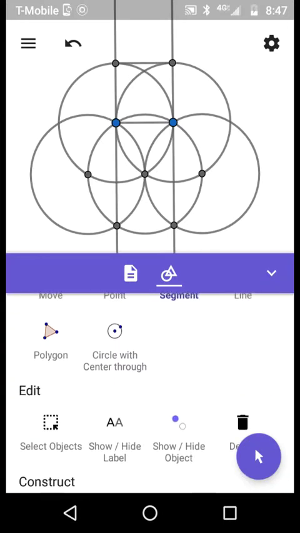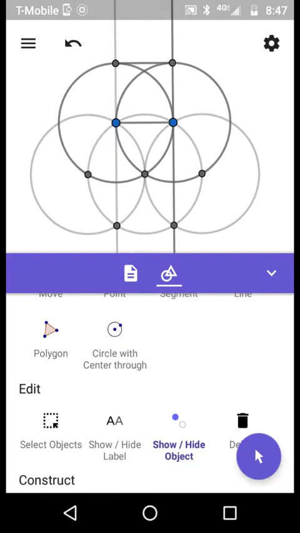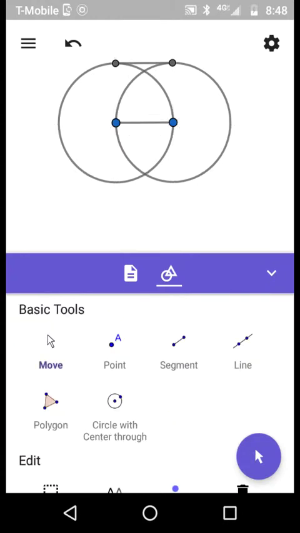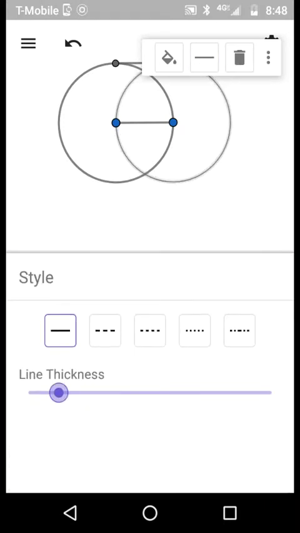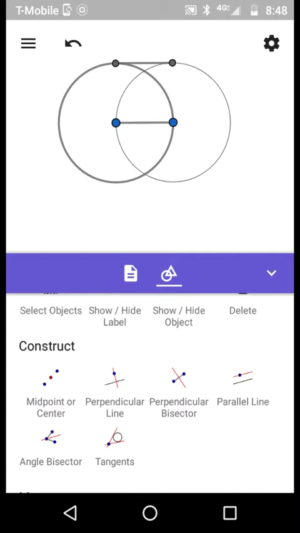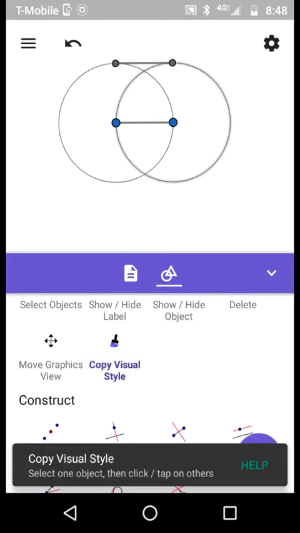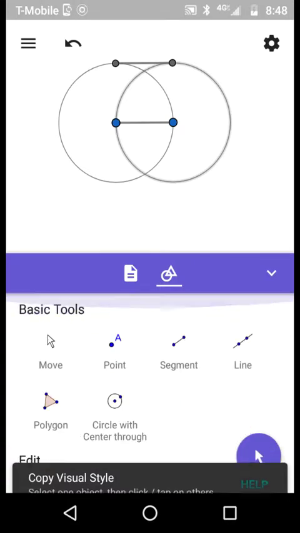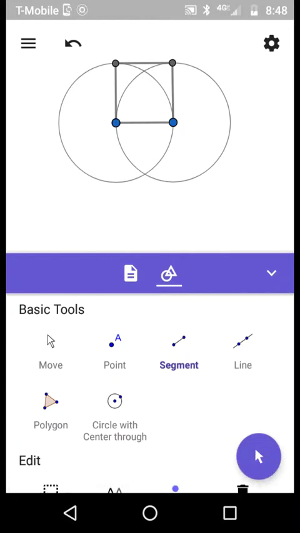I'm going to clean up my drawing. I'm going to remove these circles. I'm going to remove my vertical lines. I'm going to remove my dots that I don't really need. And I'm going to minimize the lines of my circles and copy my visual style. Alright. I have a square.